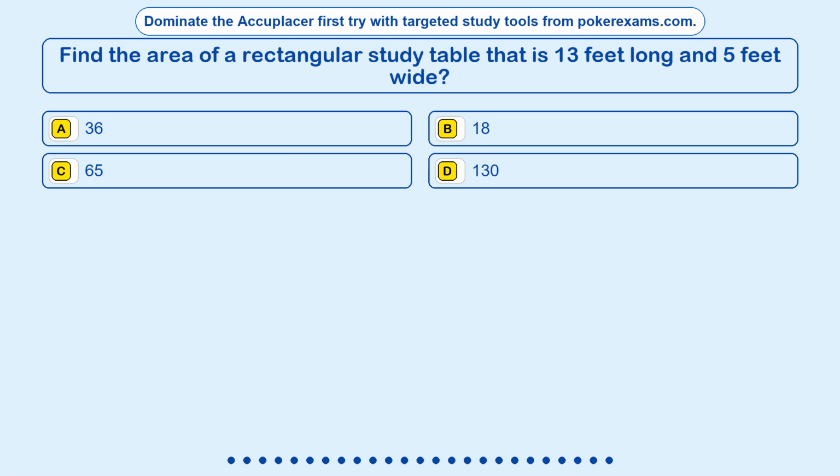Question 12. Find the area of a rectangular study table that is 13 feet long and 5 feet wide. Option A, 36. Option B, 18. Option C, 65. Option D, 130.